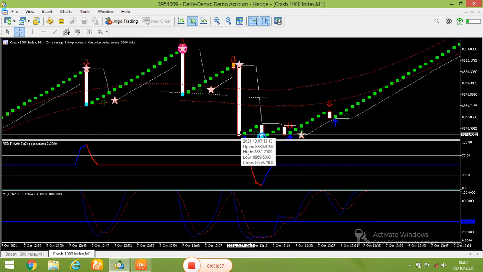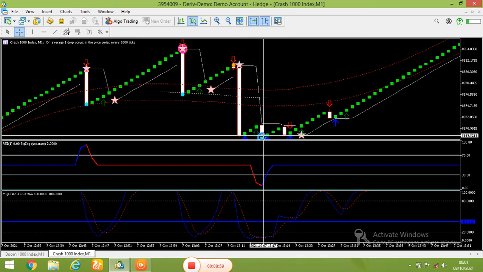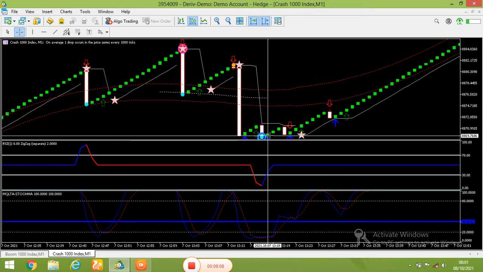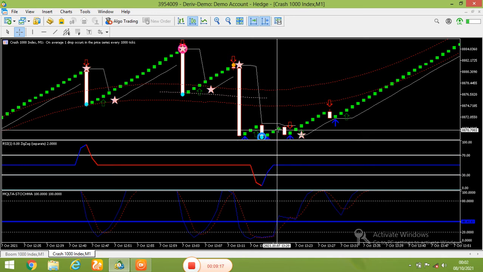So at this point, if you notice, we will not be caught by any drops or pullbacks, because these stars never appear around this area. The moment it formed 1, 2, 3, there was a pullback and there was a drop. And let me relate to you a secret you don't know about this indicator, about this star.